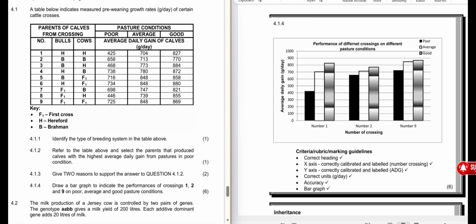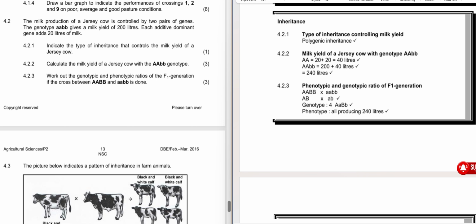On the graph, for crossing number 1, make sure you show the average daily gain for poor pasture conditions, represented by black color, and show the average daily gain for average pasture conditions, represented by white color. Also show the average daily gain for good pasture conditions, represented by line crossings. Do the same thing for crossing 2 and 9. Now that we have done the graph, check the accuracy. If it is accurate and all other steps were done very well, then you got 6 marks.